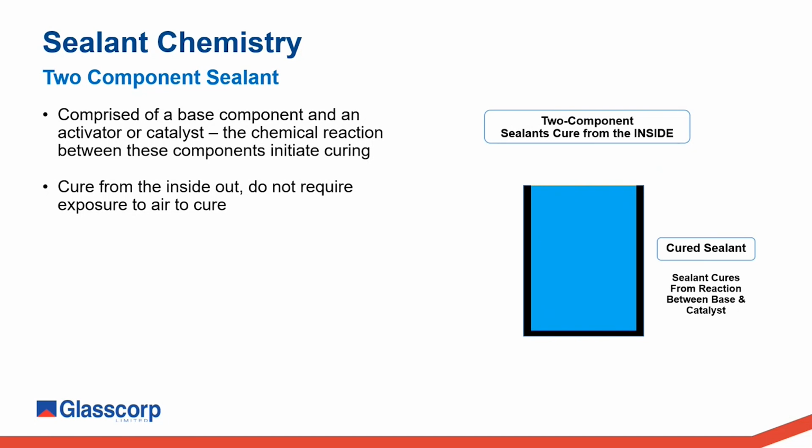Some key advantages for two component sealants are they allow for significantly faster curing than single component sealants. Because the sealant cures evenly throughout the mass of the sealant, they can be used in larger and deeper sections than some single component sealants. For certain products, the ratio between the base and the catalyst can be adjusted to accelerate the rate of curing. So for example, increasing the quantity of catalyst to increase the speed of cure.